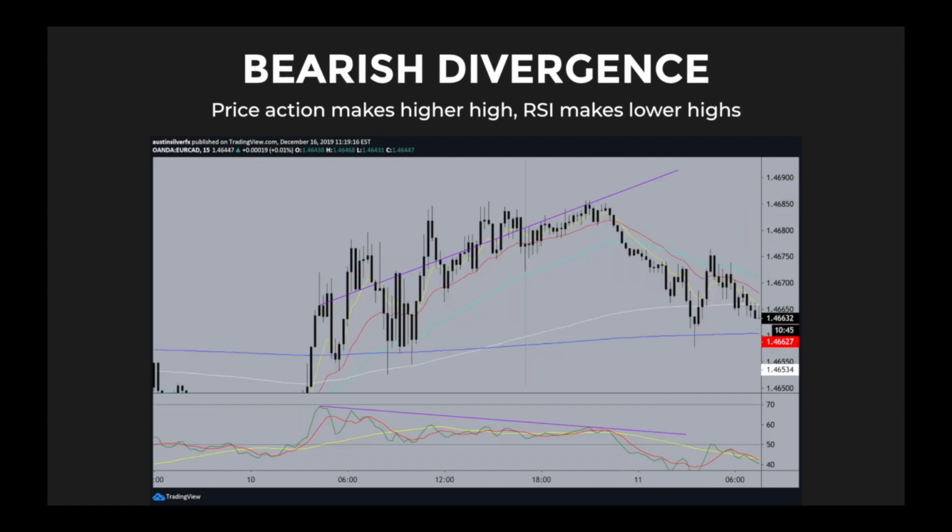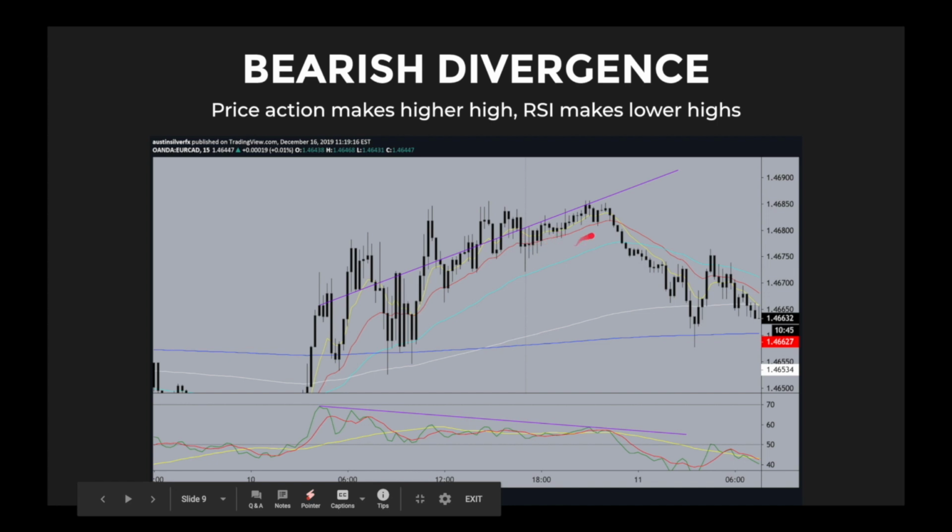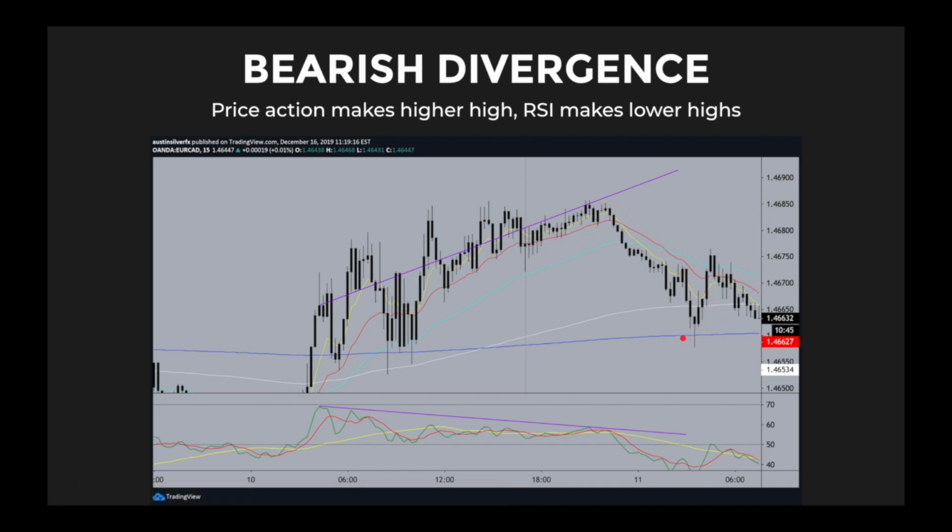Now compare that to bearish divergence. This is when price action is making higher highs and the RSI is making lower highs. So just like you see in front of you on EuroCAD, price is moving higher, but the RSI is actually moving lower. And that signals to us that something is going to change. Look at how price just chops its way up and then falls off that high. This is easy to spot when you can identify divergence.